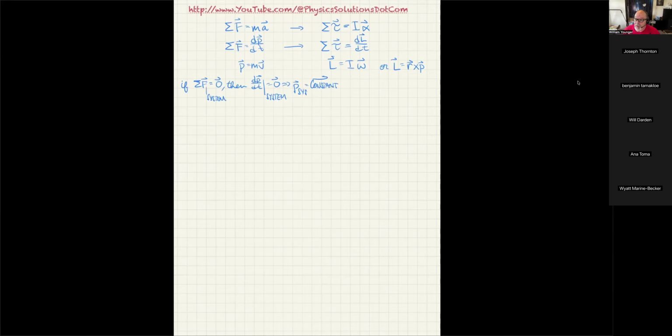The total momentum of the system is a constant. So you have a momentum before a collision, for instance, you have a momentum after the collision, and if the net external force acting on the system is 0, then momentum will be conserved.